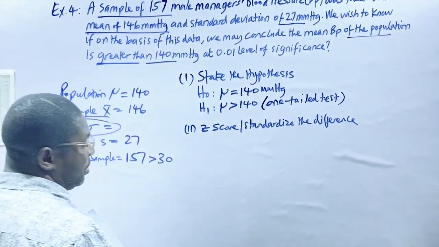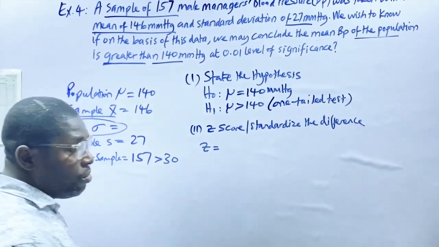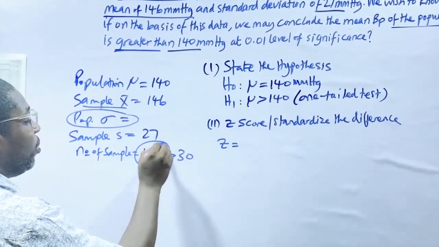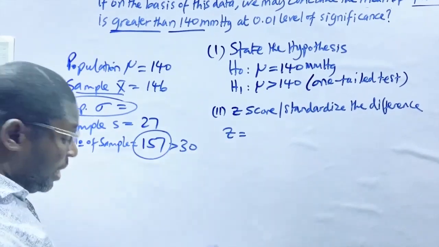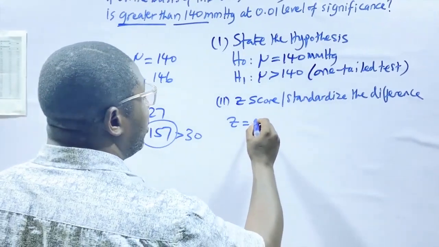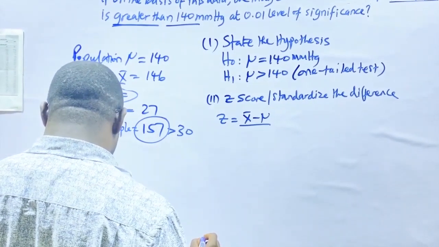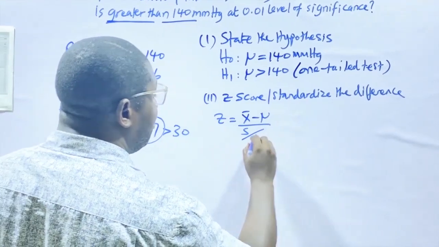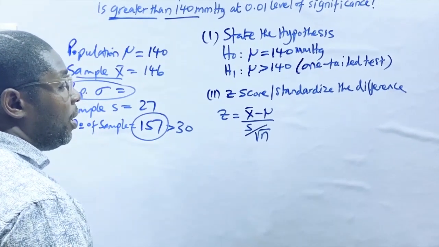Standardize the difference. And to standardize the difference, we are going to use Z-score. Why are we using Z-score in this case? We're using Z-score because our sample is greater than 30. Even though we are given the sample standard deviation, our sample is greater than 30. And the formula for Z-score is the sample mean minus the population mean divided by the sample standard deviation divided by the root of the number of samples.